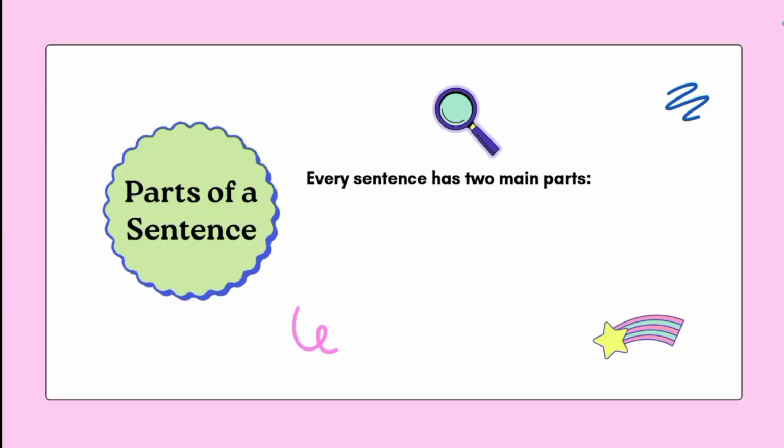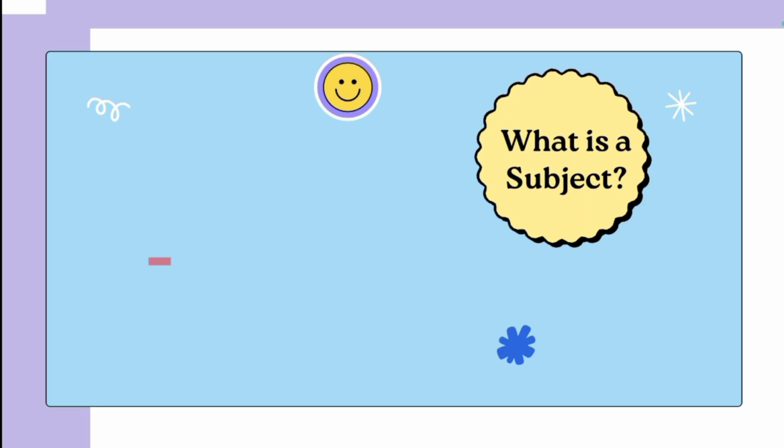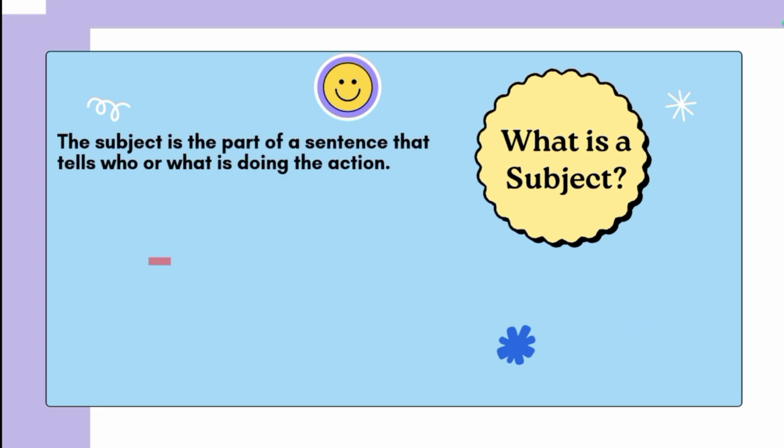Now let's move on to the parts of a sentence. Every sentence has two parts: subject, which is who or what the sentence is all about, and predicate, what the subject is or does. Let's try to understand them in detail. Now, what is a subject? Subject is that part of a sentence that tells us who or what is doing the action. Usually, it is a noun or a pronoun.